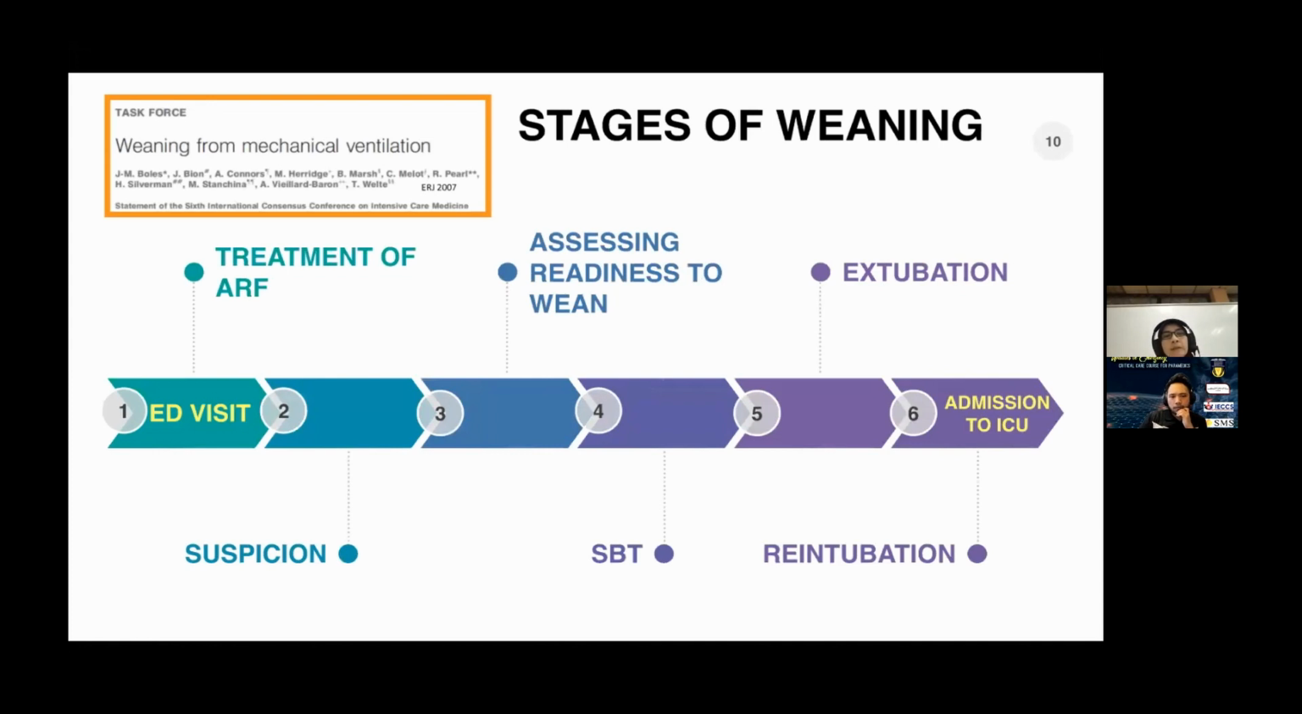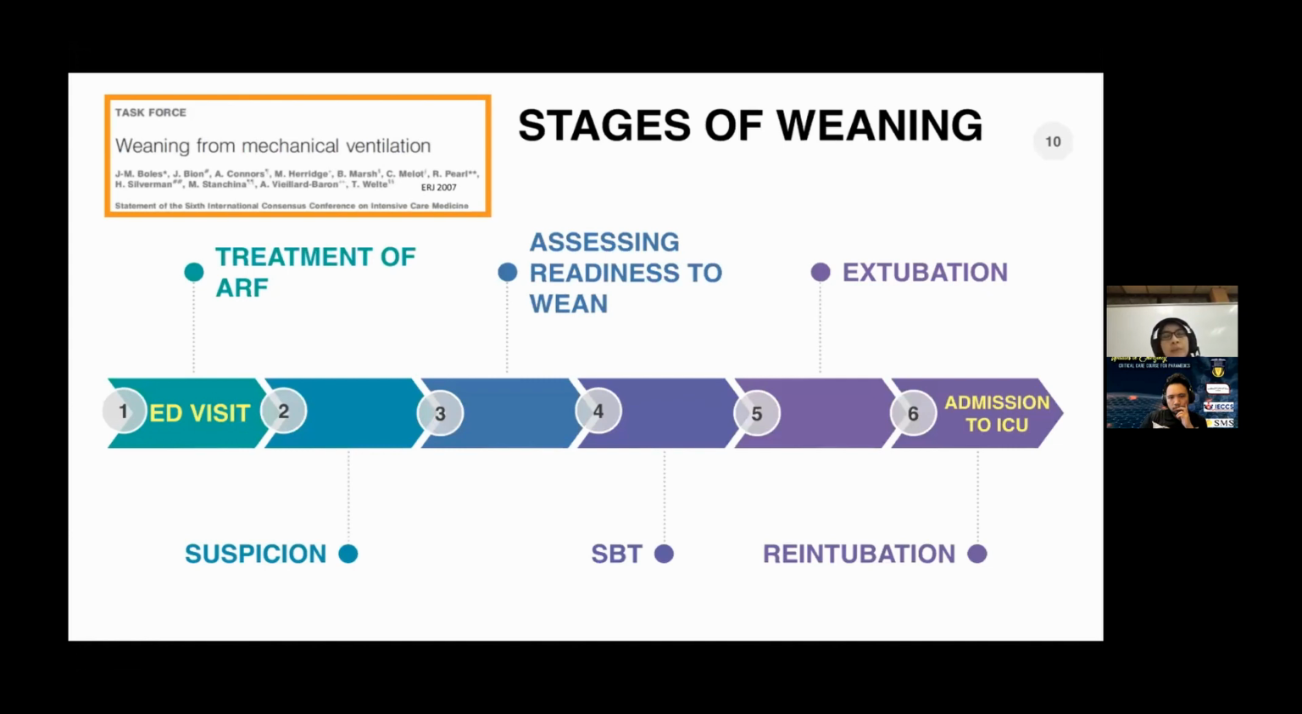Right, then after the treatment of failure is successful, you go into the second stage, which is the stage of suspicion, where you expect or you suspect the patient can be extubated and can be successful in performing the weaning. Right, the third step is basically to assess the readiness to wean.